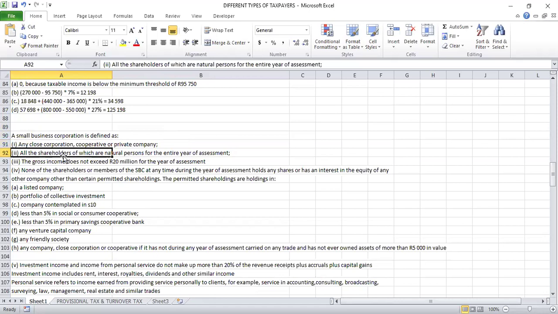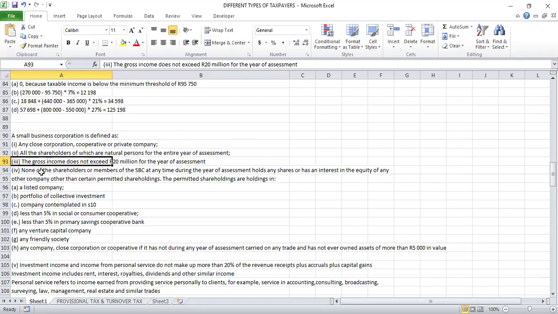So all the shareholders in that company should not be institutions. So there should not be another company holding shares in that company. All the shareholders should be natural persons. The gross income should not exceed 20 million. When we say the gross income, we mean the income before deductions. They should earn 20 million or less.